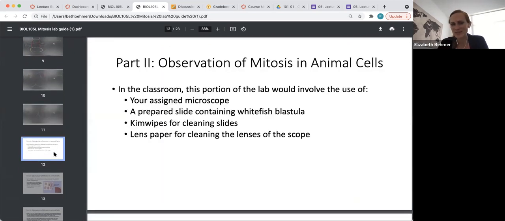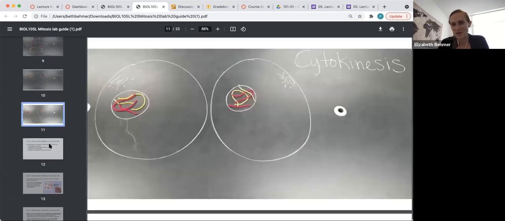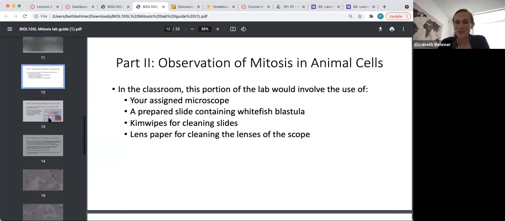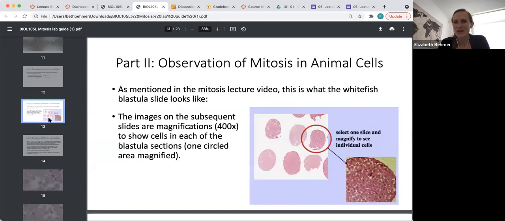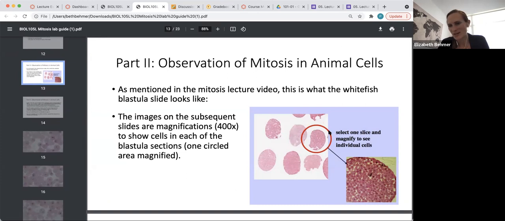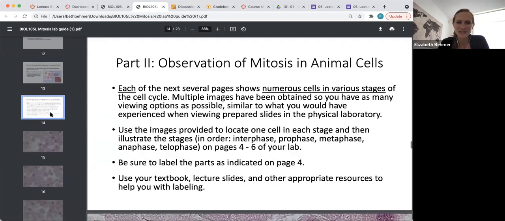So you'll use those previous slides to basically draw exactly what you see on your worksheet while labeling each slide and each phase appropriately. In part 2, you'll be observing mitosis in an animal cell, and we give you the slides for looking at a whitefish blastula. If we're looking at mitosis in an animal cell, we give you different kinds of slices, and then we'll zoom in on one of those slices.